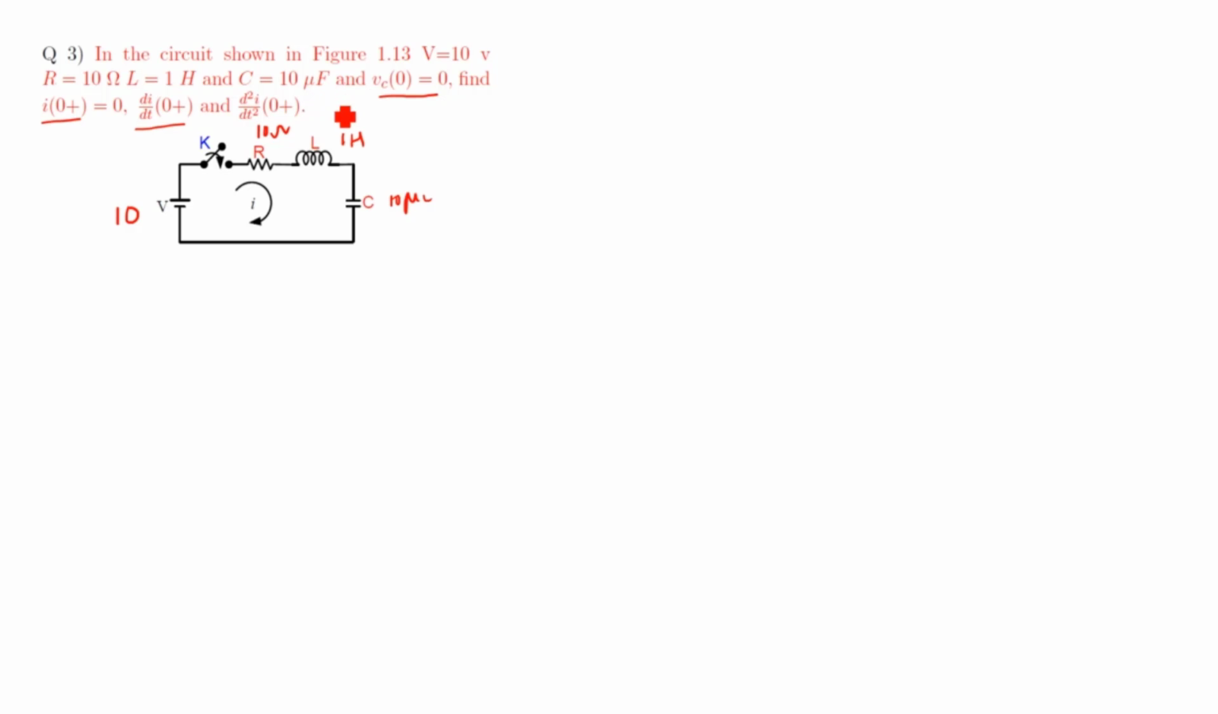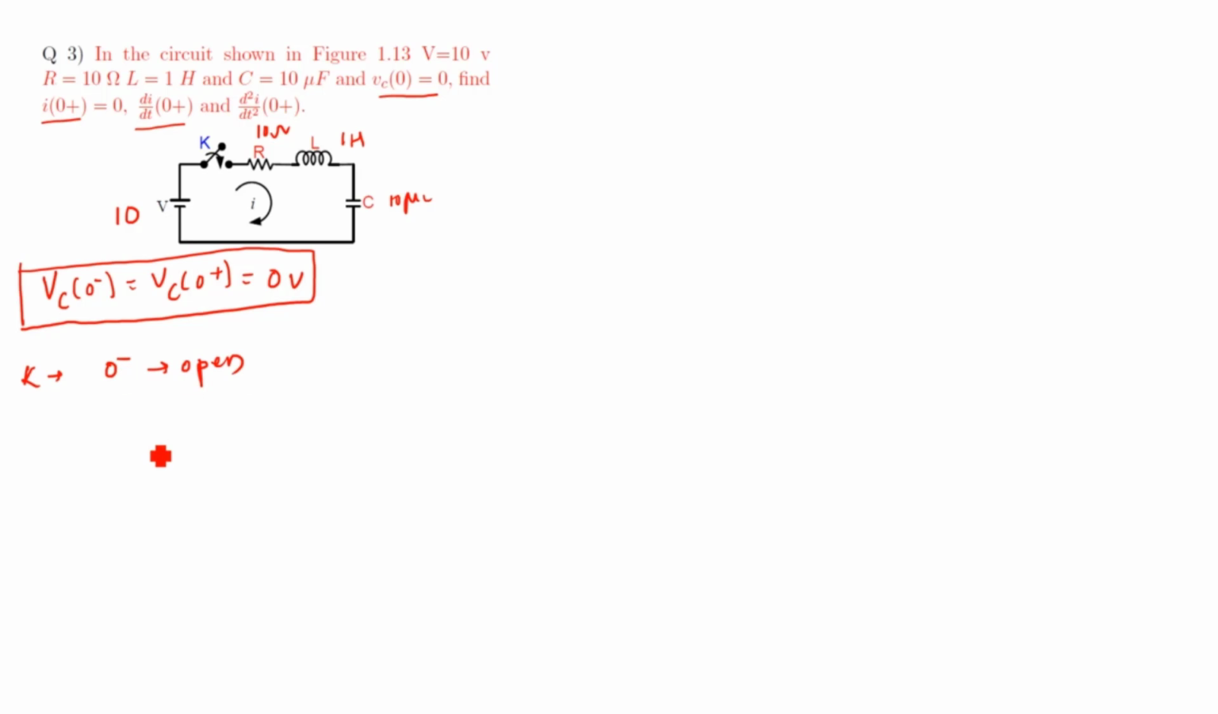Alright. So they have given one condition here. What is that? Vc 0 plus equals 0. The meaning of this is the capacitor is uncharged previously. So capacitor is uncharged previously means Vc 0 minus equals Vc 0 plus equals 0 volt. This is the first conclusion we get from the given data. And the nature of K: at 0 minus it was open, at 0 plus it will be closed.